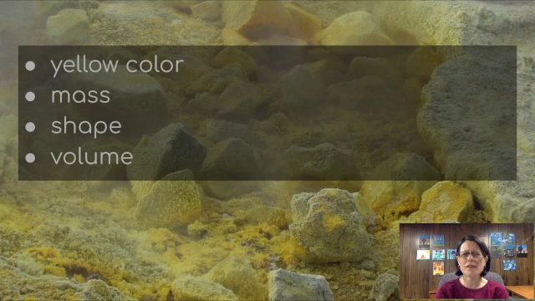Those properties are the yellow color, because yes, sulfur is yellow, but other things are yellow too. Its mass, because we could have a very small amount of sulfur or we could have a very large amount. Its shape, we can see there are different shapes of the chunks in the background there, so shape can't be used. And volume can't be used either, the amount of space it takes up, because some of those chunks take up more space than others.